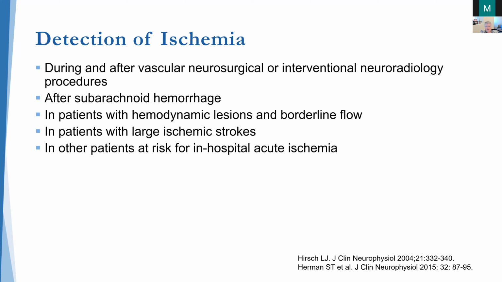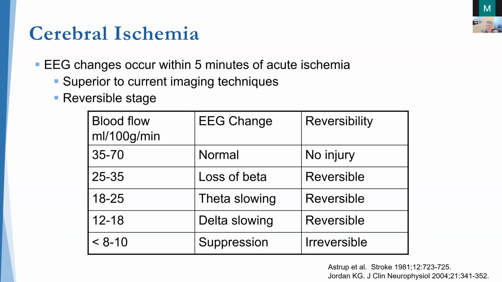So this is after vascular neurosurgical or interventional neuroradiology procedures, in patients who are at high risk for vasospasm after subarachnoid hemorrhage, in patients who present with hemodynamic lesions and borderline flow, and other patients at risk for in-hospital acute ischemia. So with ischemia, we see a progressive change in EEG that occurs within about 5 minutes of acute ischemia. And the EEG changes occur before our currently available imaging techniques. And importantly, these changes occur when ischemia is still reversible for the most part.